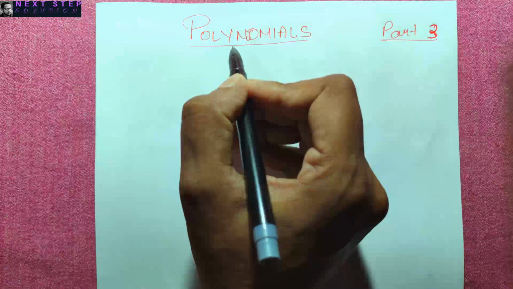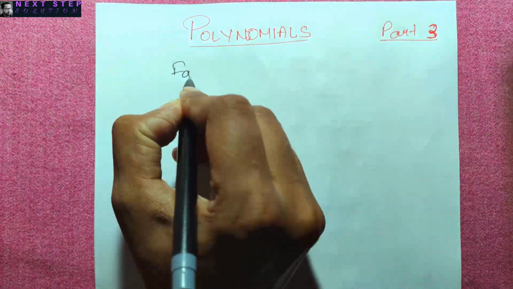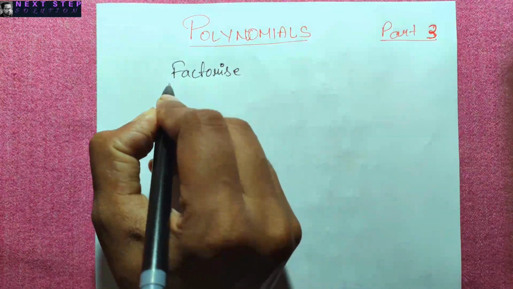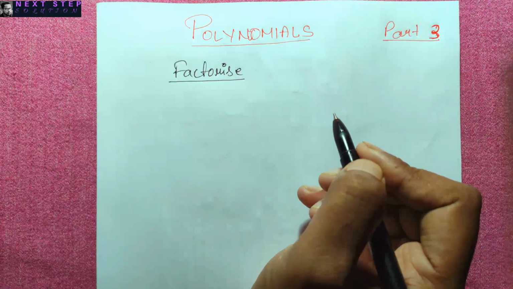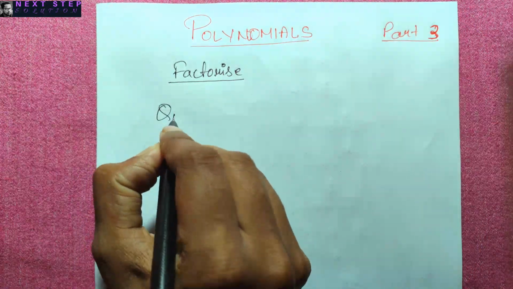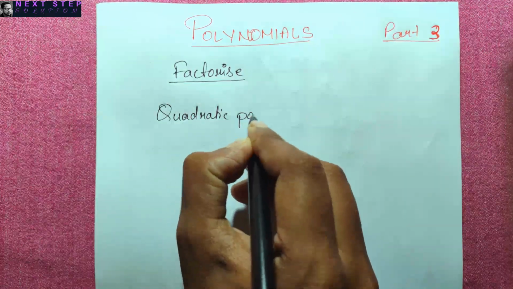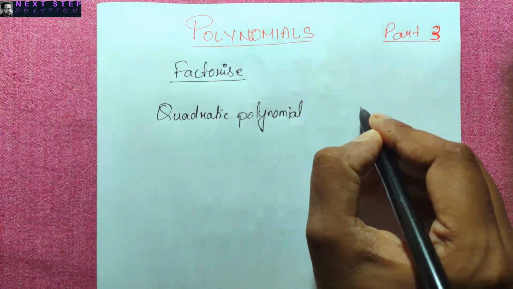Alright, today we are doing polynomials part 3 and we will be learning about factorize. Factorize or factorization. Now, under factorize you might be given two types of polynomial. The first one will be quadratic polynomial and then cubic polynomial.